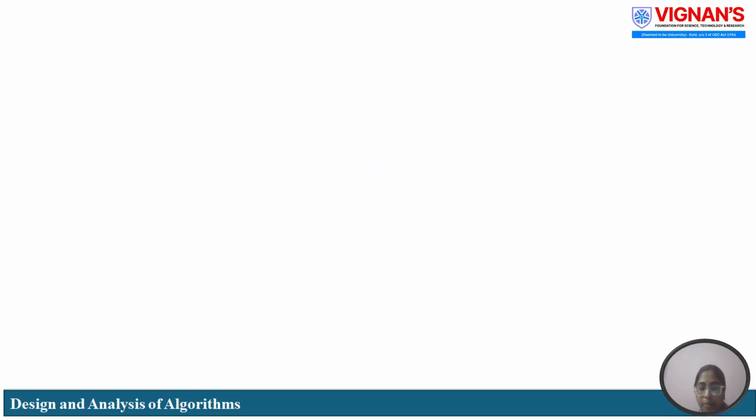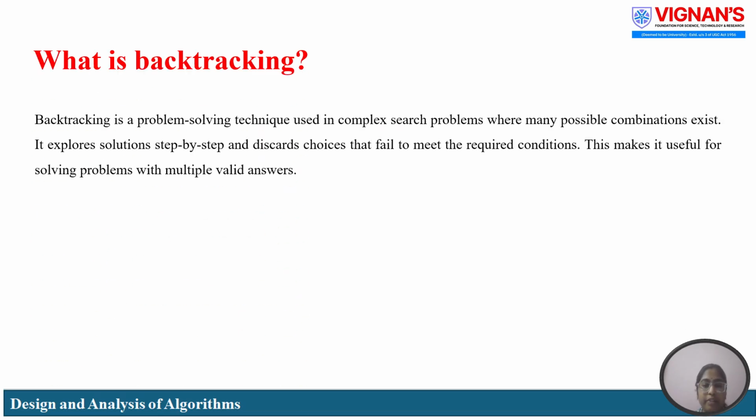Before going to the NQueen problem, let's see what backtracking actually is. Backtracking is a problem solving method where we try to build a solution step by step. If you realize that the current choice can't lead to a correct answer, you undo the choice, go back one step and try a different option.